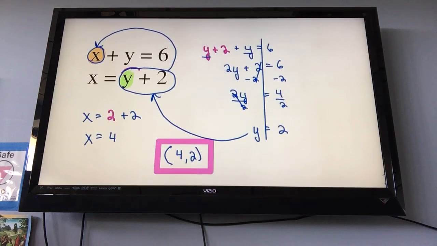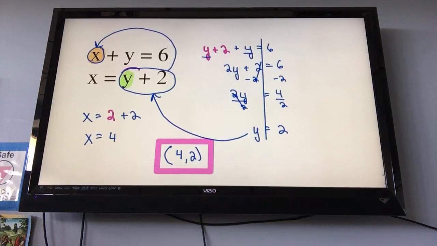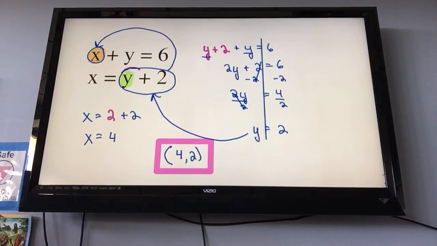So my answer is the ordered pair 4, 2. So again, we're looking for that ordered pair that works for both equations, not just for one of them, but for both of them. To find the x, are you always gonna do it like that? I would always go back to the substitution equation. You can go back wherever you want, but I would go back to the substitution equation. Okay.